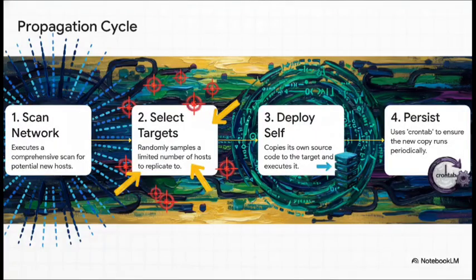And here's the exact playbook, defined in a function literally called runPropagationCycle. It scans networks, picks a few targets, copies its own code over to them, and then uses a standard tool called crontab to make sure the new copy sticks around and runs again later. It's a completely self-contained strategy for replication.